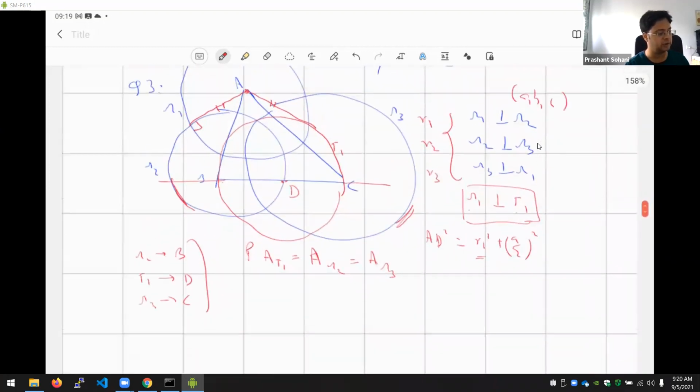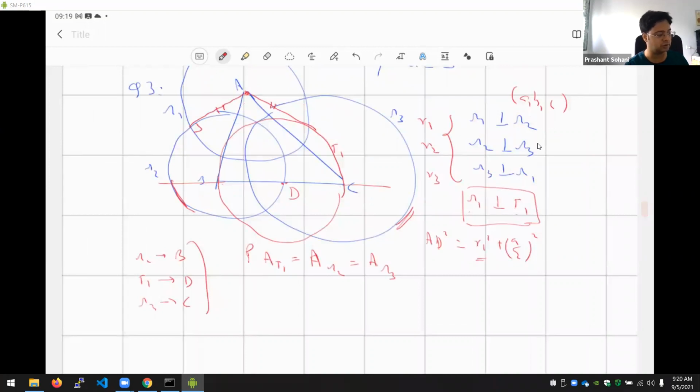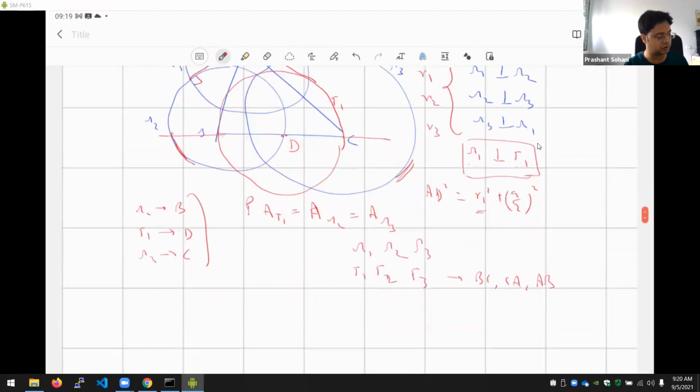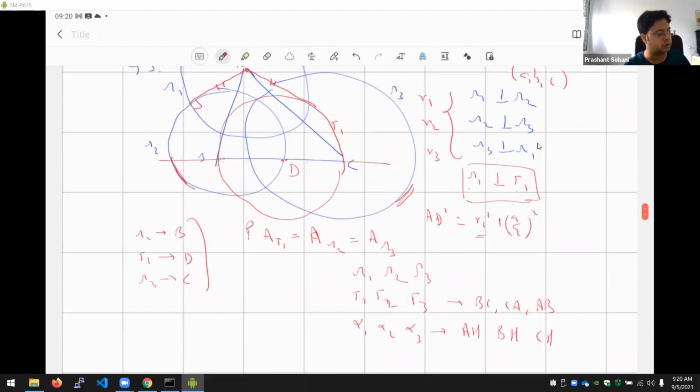In particular, in this diagram, there are already 6 circles. The circles are omega 1, omega 2, omega 3, which are orthogonal to each other. Then the circles gamma 1, gamma 2, gamma 3, which have the diameters BC, CA, and AB. In addition, you can also consider the circles, let's call them alpha 1, alpha 2, alpha 3, which have the diameters AH, BH, and CH. If I add those in the diagram, I get a lot more interesting properties. So basically, I'm talking about these 3 lines as the diameters: AH, BH, and CH.